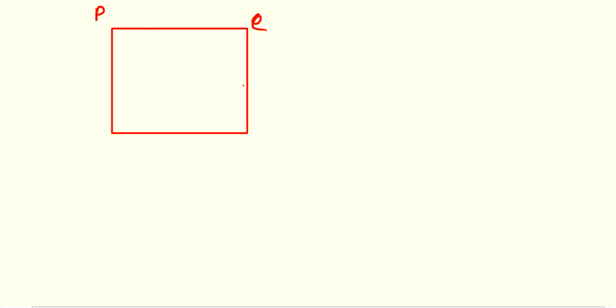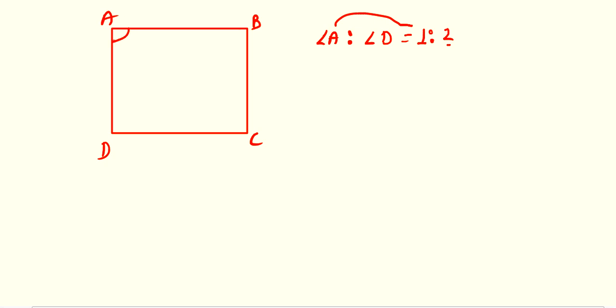Then question number 5, the same question you can solve. This is your diagram. P Q, sorry, don't take P Q, because it is given A B C D, so A B C D. Now it is given angle A to angle D is 1:2, so this is 1x and this is 2x. Value of A is 1x, so here we have to write 1x. Then angle D is 2x.